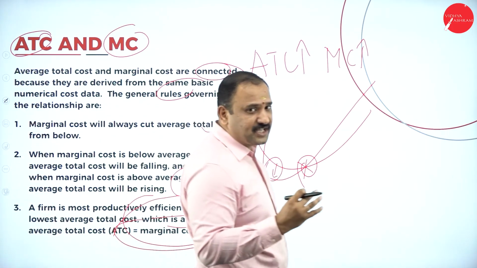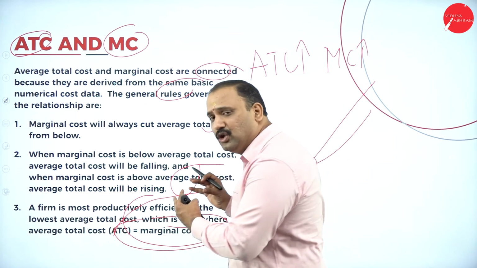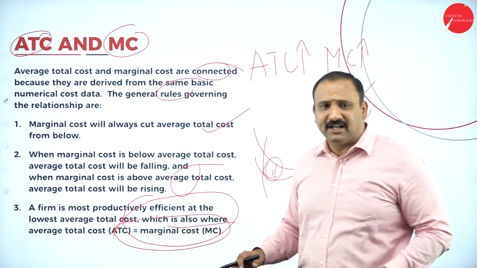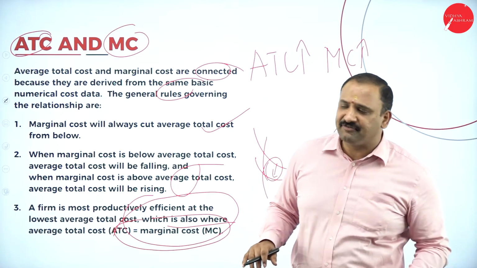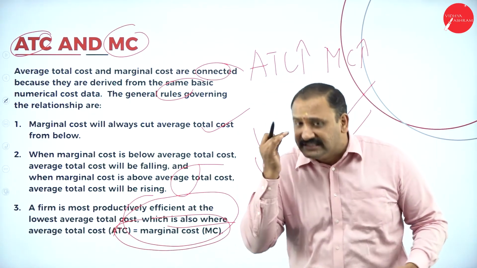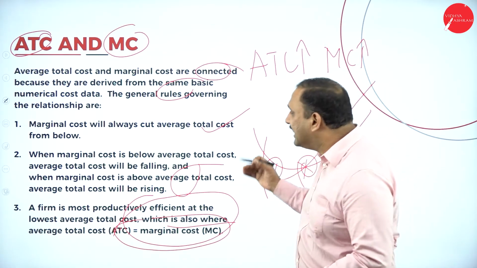So please understand this factor very clearly, that when we are talking about the lowest average cost, which is interlinked to marginal cost, automatically ATC is equal to MC. That's your marginal cost factor at any given point of time. This is highly important for all of us to understand and take forward.